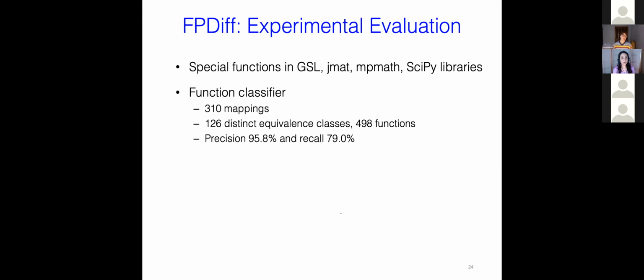So the first one is that the function classifier turned out to be quite effective. It discovered 126 equivalence classes encompassing almost 500 functions. And here, precision was affected by the choice of elementary inputs. Our elementary inputs lie within a domain, and the cases that we failed to map correctly were because that was not the correct domain input to use.